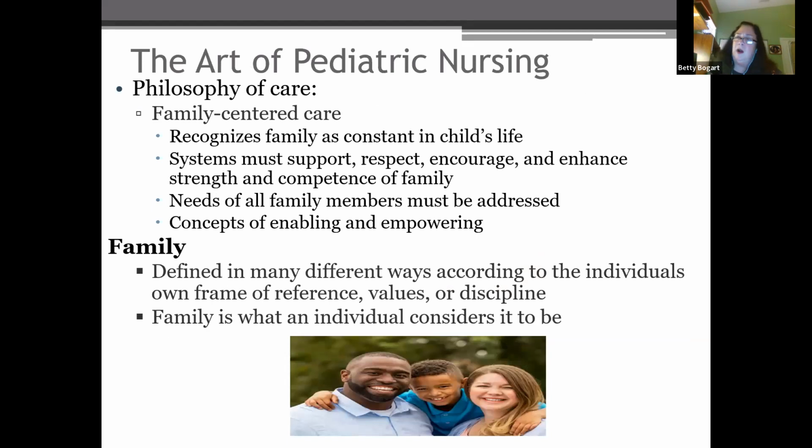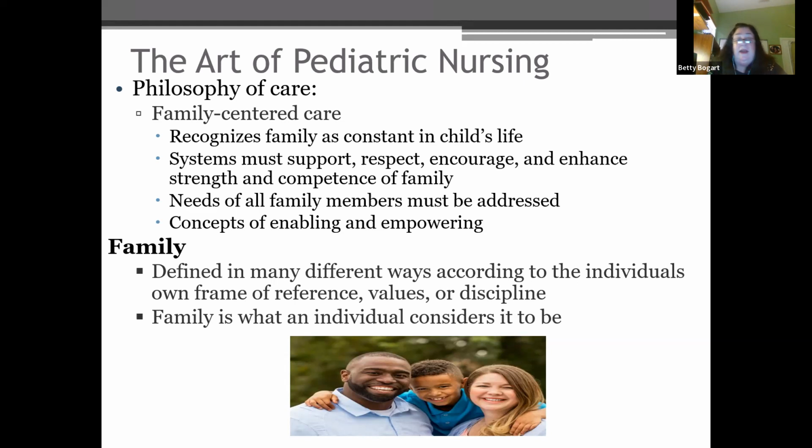As I mentioned before, pediatric nursing is family-centered care. Especially for younger children, all they know is the family, so they recognize the family as the constant in their life. It is the one thing they know they can predict. It gives them their cultural, their emotional, and all different kinds of health. So family is very, very important. When we take care of a child, we're taking care of a family. What is a family? A family is whatever they say it is.